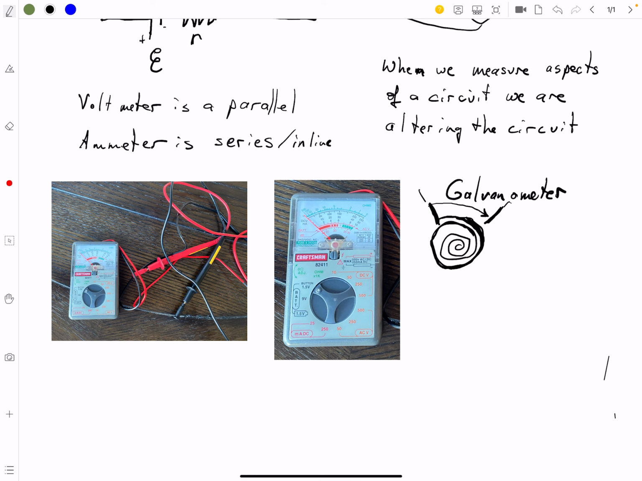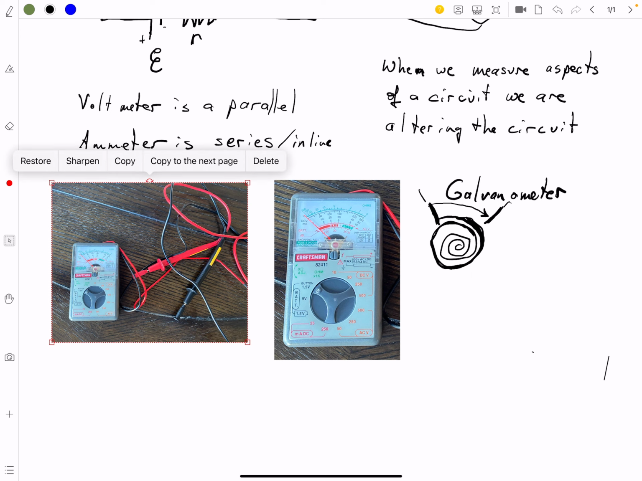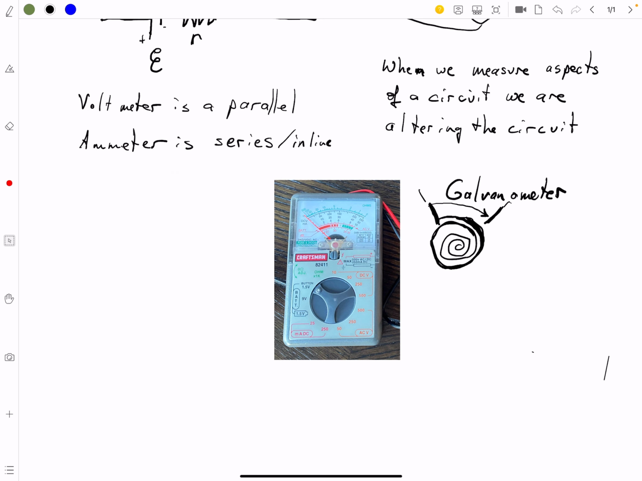And if we notice here, I don't know if I can delete this or not. Yeah, let's just delete that one. You saw the probes, right? Okay, good.